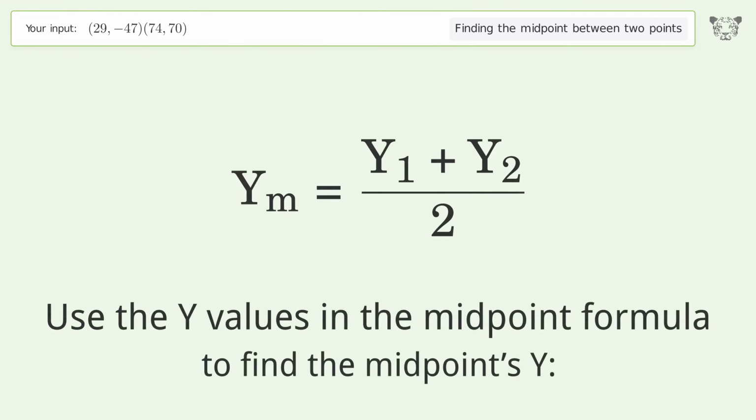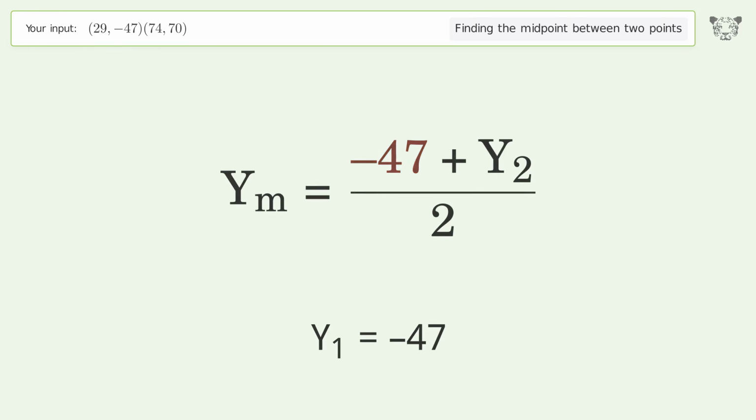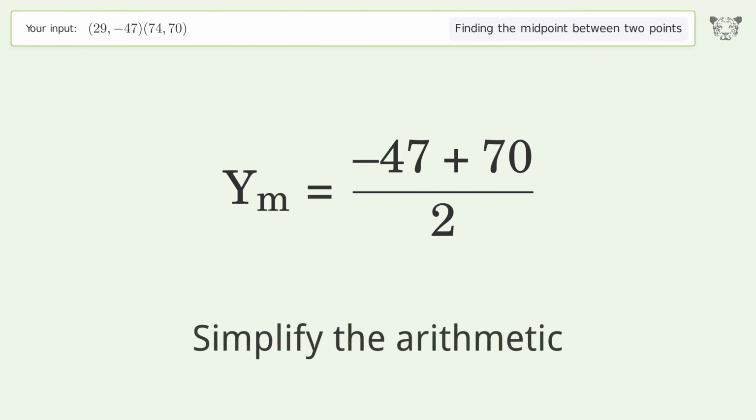Use the y values in the midpoint formula to find the midpoint's y. y1 equals -47. y2 equals 70. Simplify the arithmetic.